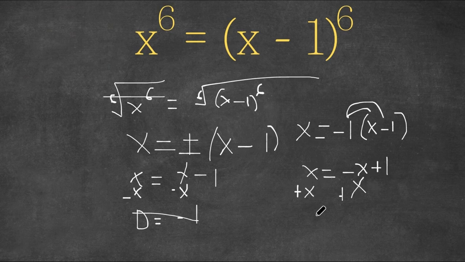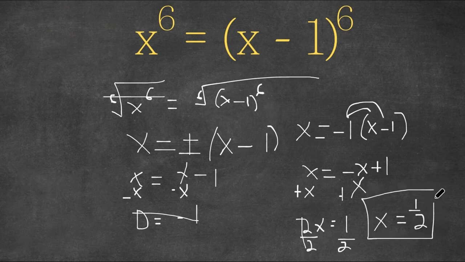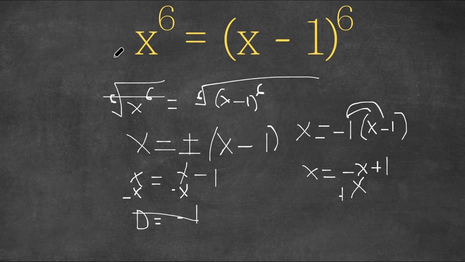And x plus x is 2x equals 1. And now to isolate x, we're going to divide by 2 on both sides. These two cancel out. So we're simply left with x equals 1/2. And this is our answer to this equation. Now let's check to see if it works. Why don't we plug in 1/2 into our equation here?